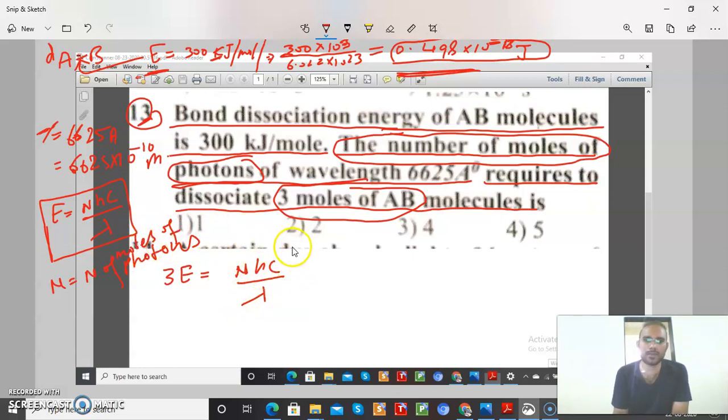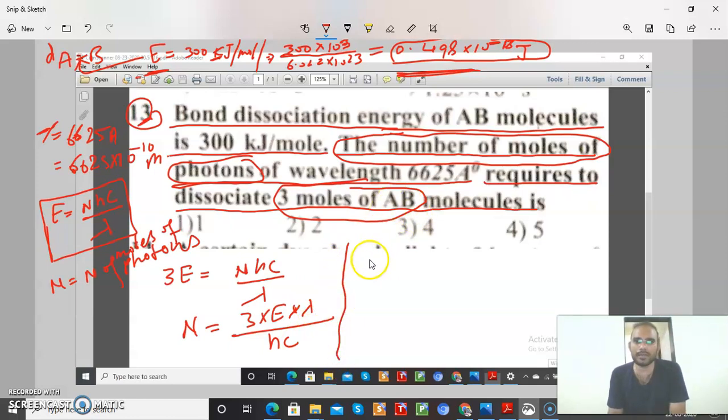From this formula we can write capital N is equal to 3 into E into lambda, divided by hc. Now student, keep plugging the values in this formula. So capital N is equal to 3 into the E value, which we have calculated on the top. How much we have calculated?